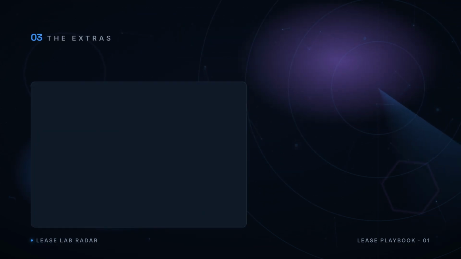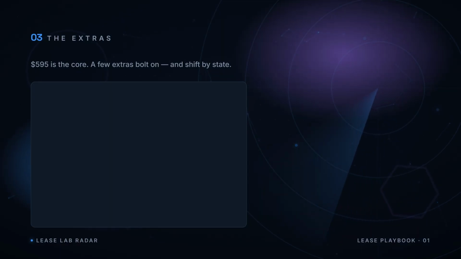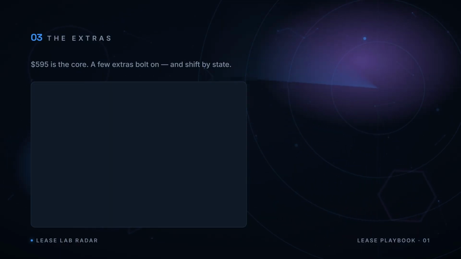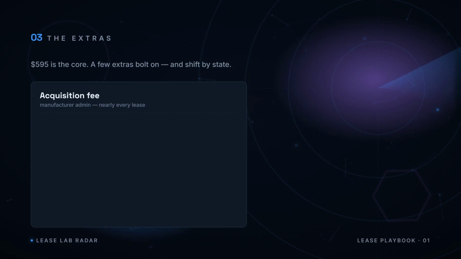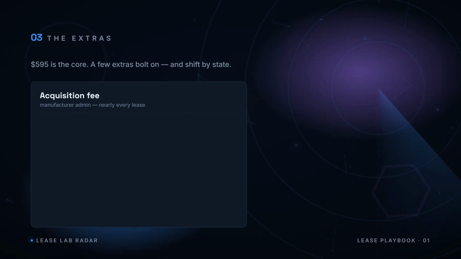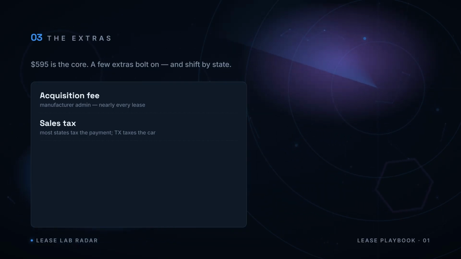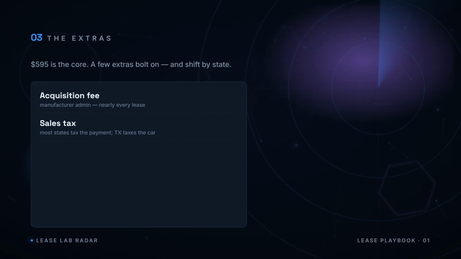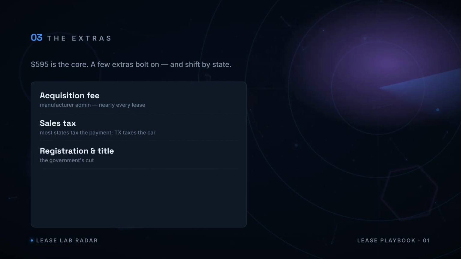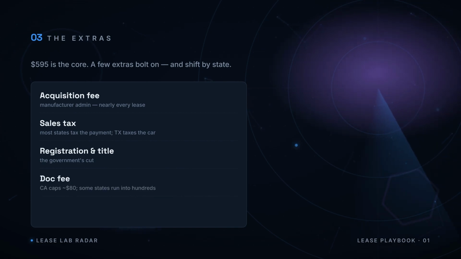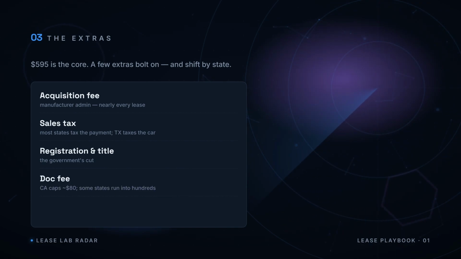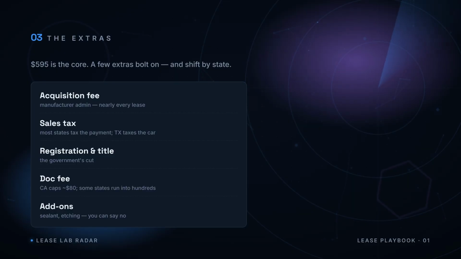That $595 is the core. In the real world, a few extras get bolted on, and they shift by state, usually landing in your first payment or your due at signing. The acquisition fee, the manufacturer's admin charge on basically every lease. Sales tax. Most states tax the payment. A few, like Texas, tax the whole car. Registration and title, the government's cut. The doc fee, the dealer's paperwork charge. California caps it near $80. Some states let it run into the hundreds. And add-ons, paint sealant, etching. You can just say no.